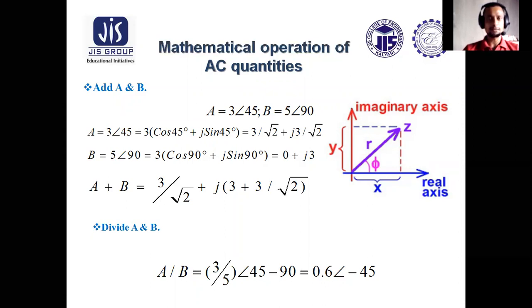Addition, subtraction, multiplication, division of AC quantities could be done in polar form or rectangular form. For addition and subtraction, rectangular form is used; such operations cannot be done in polar form. So if AC quantities are given in polar form and we are asked to add, first convert them into rectangular form. How to convert polar into rectangular or rectangular into polar has also been discussed. Similarly, if two quantities are in rectangular form and we are asked to divide them, first convert them into polar form and then perform the division. This is how we can perform our operations.